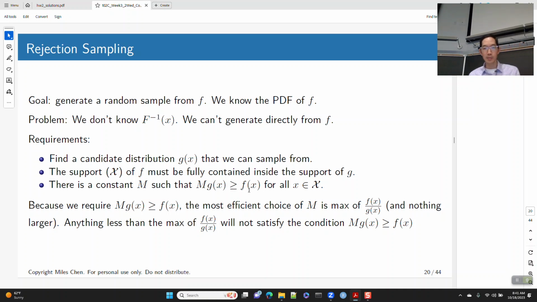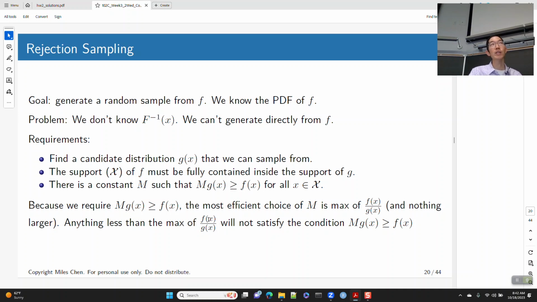Okay, so because of this, m times g(x) has to be greater than or equal to f(x). The most efficient choice of m is going to be the max of f(x) divided by g(x), and nothing larger than that. Anything less than this quantity, the max of f over g, won't satisfy this condition, right?